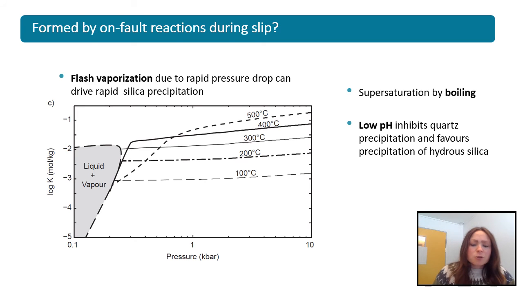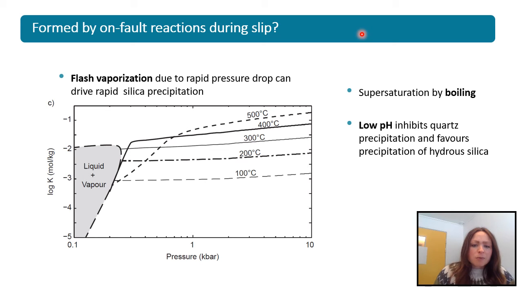Now, instead of causing supersaturation by varying pressure and temperature, it's also possible to supersaturate a fluid by chemical changes. And one example is boiling, where separation of the vapor causes the remaining fluid to become supersaturated. Another example is variation in pH, and low pH inhibits the precipitation of quartz and favors the precipitation of hydrosilica. And so the wall rocks, which are dolomitic, are likely to release CO2 during fault slip, and that can lower the pH of the system.